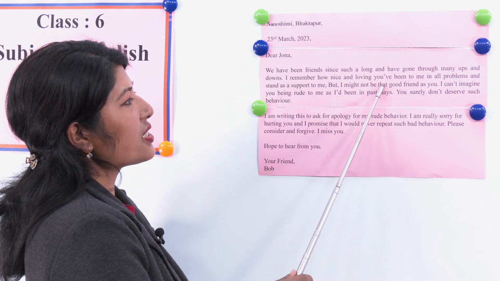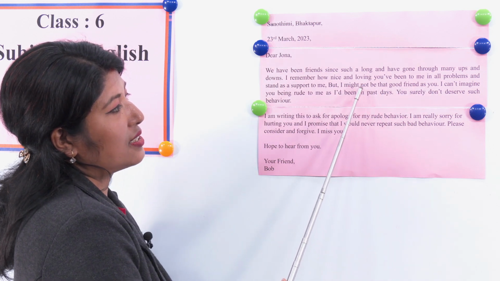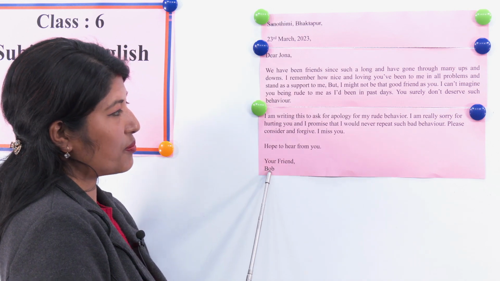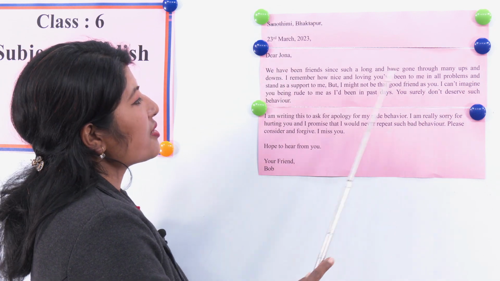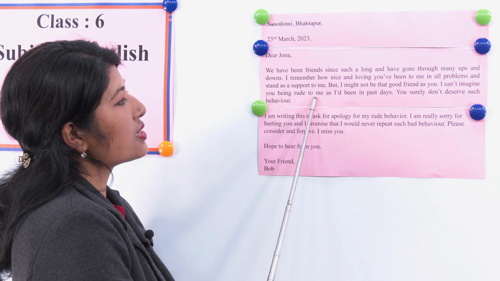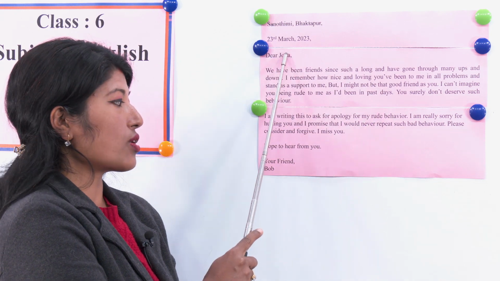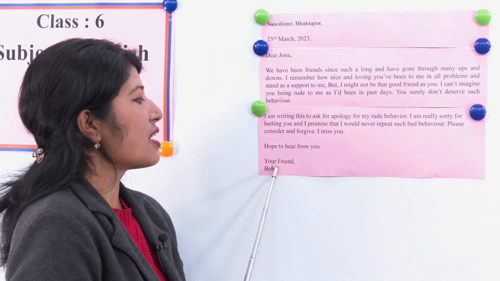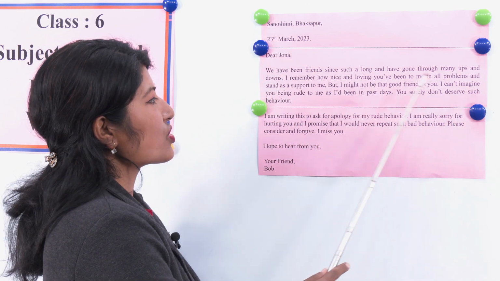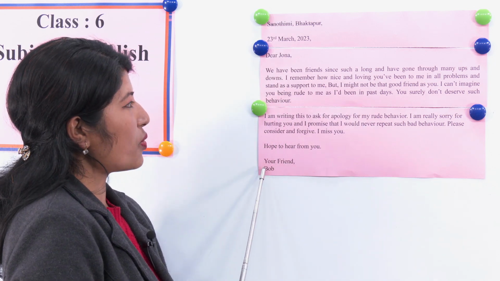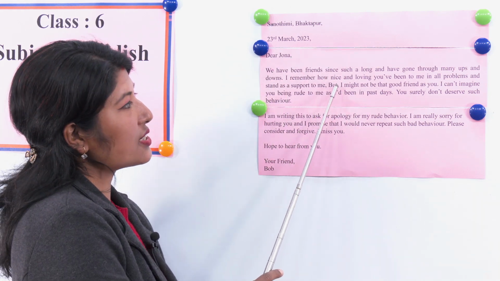But I might not be that good a friend as you. Okay, so who could not be as good as the other person? Bob, right? Bob is saying he could not be as good as Jonah. I can't imagine you being rude to me as I had been in past days. Okay, who had been rude? Jonah or Bob? Bob, yes. Bob became rude to Jonah. So you surely don't deserve such behavior. So Bob misbehaved with Jonah. That's why Bob is writing an apology letter to Jonah.